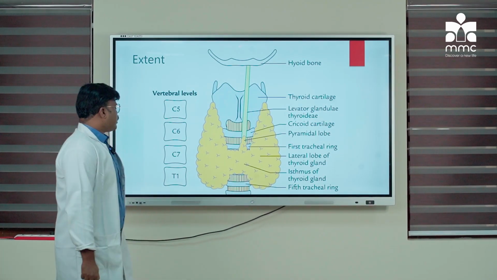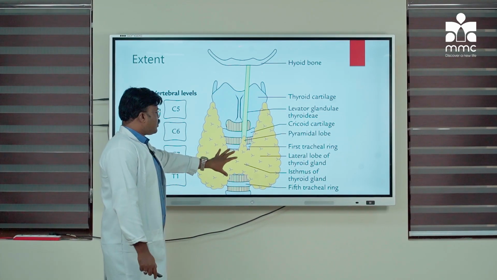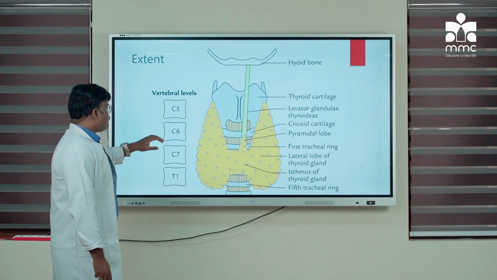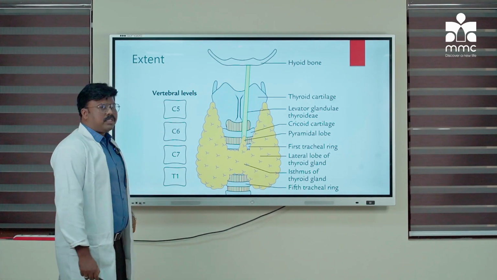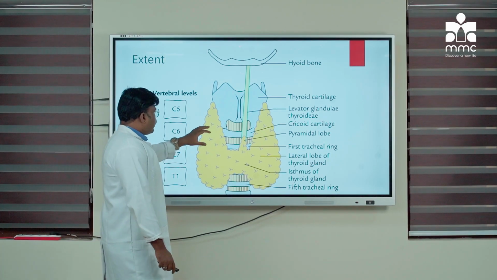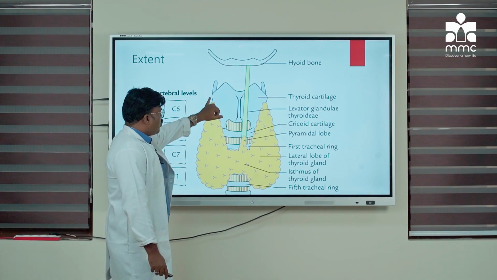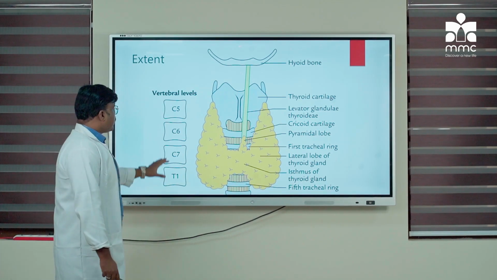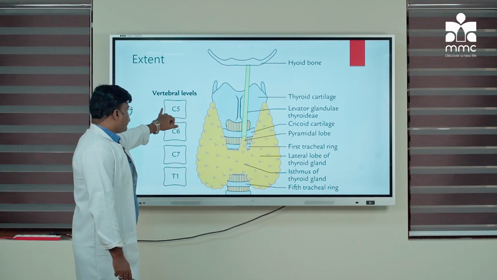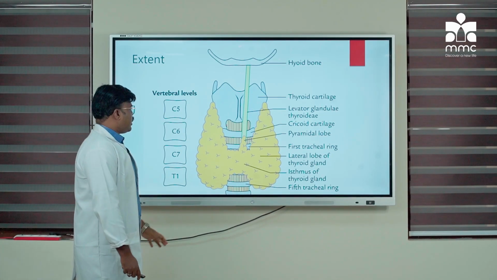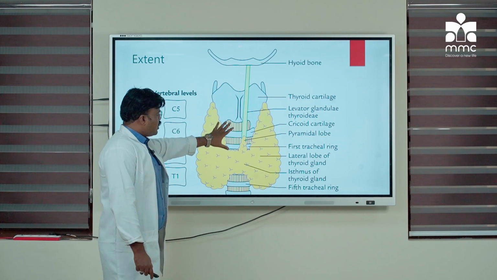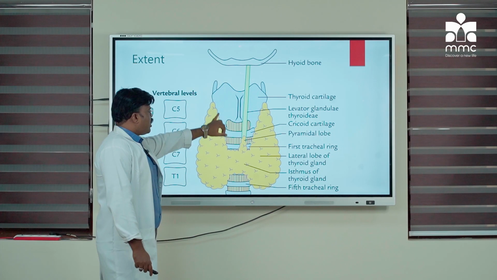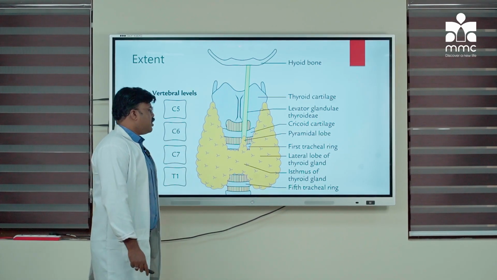The thyroid gland is a gland present anterior to the trachea and also to the larynx, and it extends from the vertebral level C5 to T1, and it extends from the oblique line of the thyroid cartilage to the fifth tracheal ring. So, the vertebral extent of the thyroid gland is from C5 to T1. And in relation to the trachea and larynx, it extends from the oblique line of thyroid cartilage to the fifth tracheal ring.